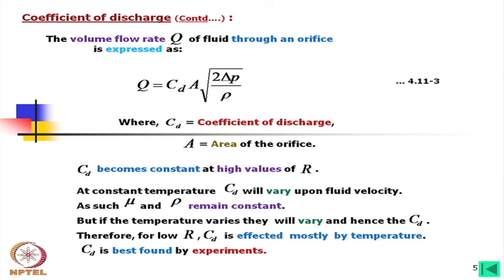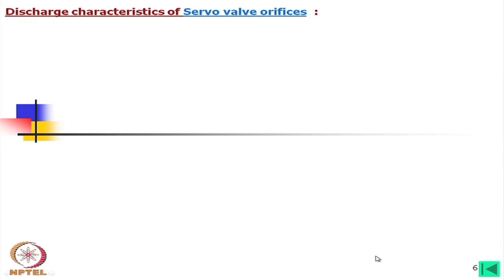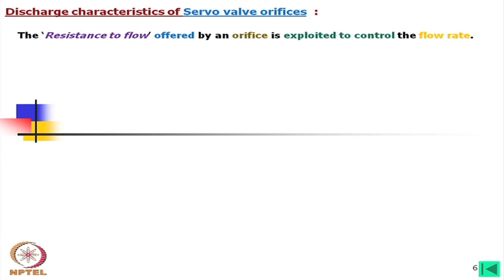I have told in some cases that CD in case of valves is normally taken as 0.6, 0.61, 0.62, but the valves are designed in such a way that they give a CD factor of that range. Now, importantly, when we come to the servo valve, we should know the servo valve orifice characteristics in detail. The resistance to flow offered by an orifice is exploited to control the flow rate. In a servo valve, we need to control the flow rate as well as pressure. This is done by varying the resistance to flow.